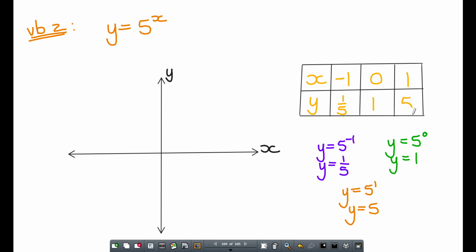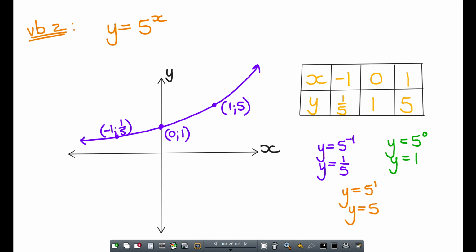Okay, so let's go and plot those points. You said we are going to have an increasing function, so it's going to look like that. Let's just put in our coordinates. It cuts through the y-axis, where x is 0 and y is 1. If x is minus 1, dan is y 'n vyfde. And if x is positive 1, then y is 5. Straightforward, nee. Niks snaaksie.